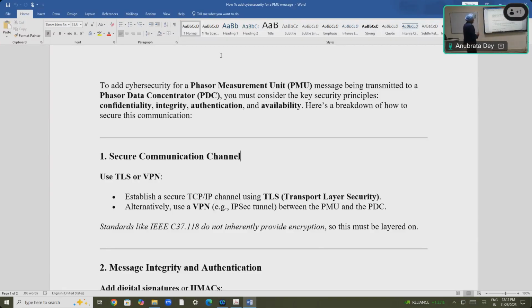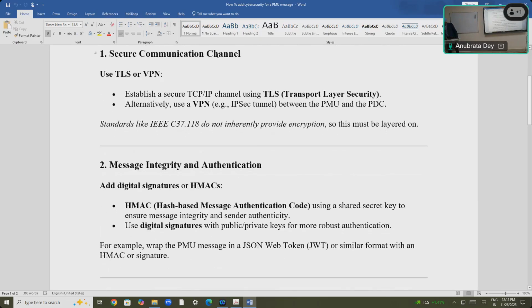The idea is that they obviously transmit the data to a phasor data concentrator, and we want those security principles we have already talked about: confidentiality, integrity, authentication, and availability. So there are various ways we can do this. One is setting up a secure communication channel, which we know.